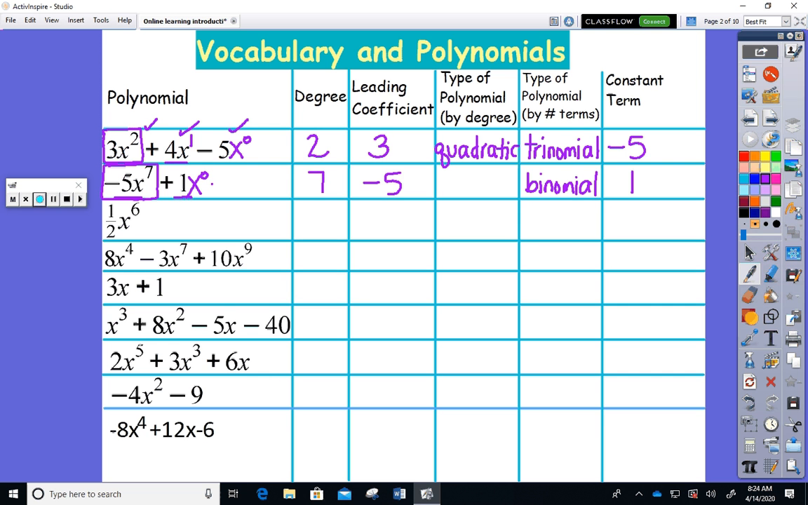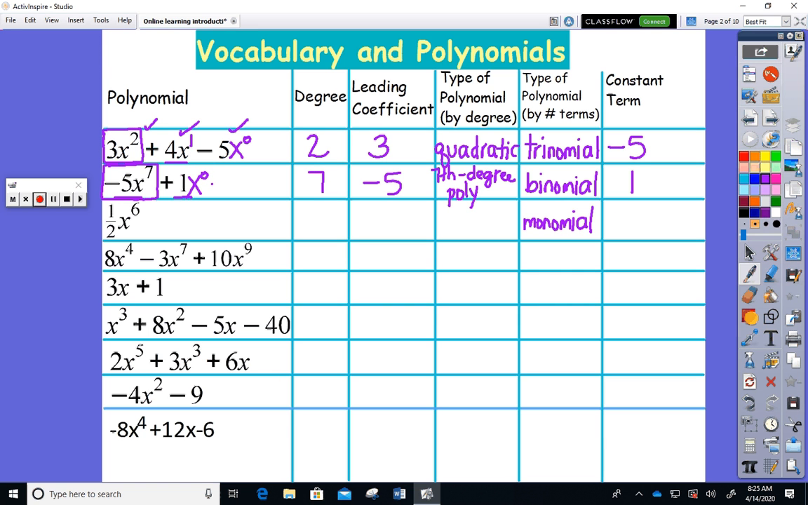And the leading coefficient's negative 5. Now on this one, the degree being 7, we don't have a nice vocabulary term for that. So we just say that this is a 7th degree polynomial, and you'll see me abbreviate poly. So this 7th degree polynomial is a binomial because it's got 2 terms. So I could give it lots of vocabulary. Now, the next polynomial I see is actually a monomial. It's not poly because there's not many. So one term means it's a monomial.